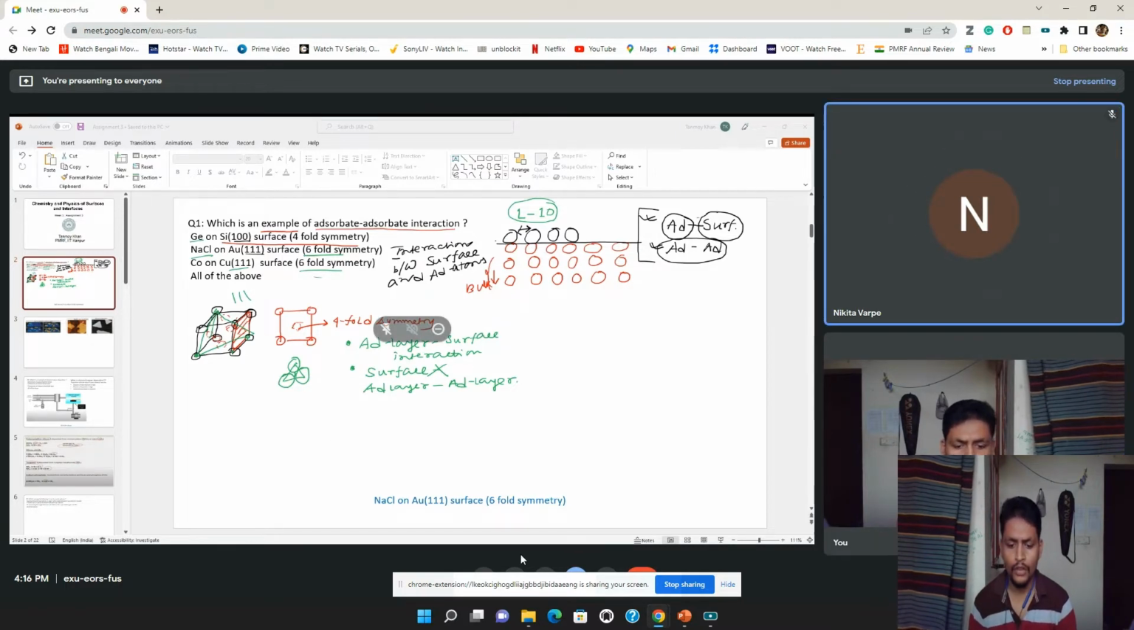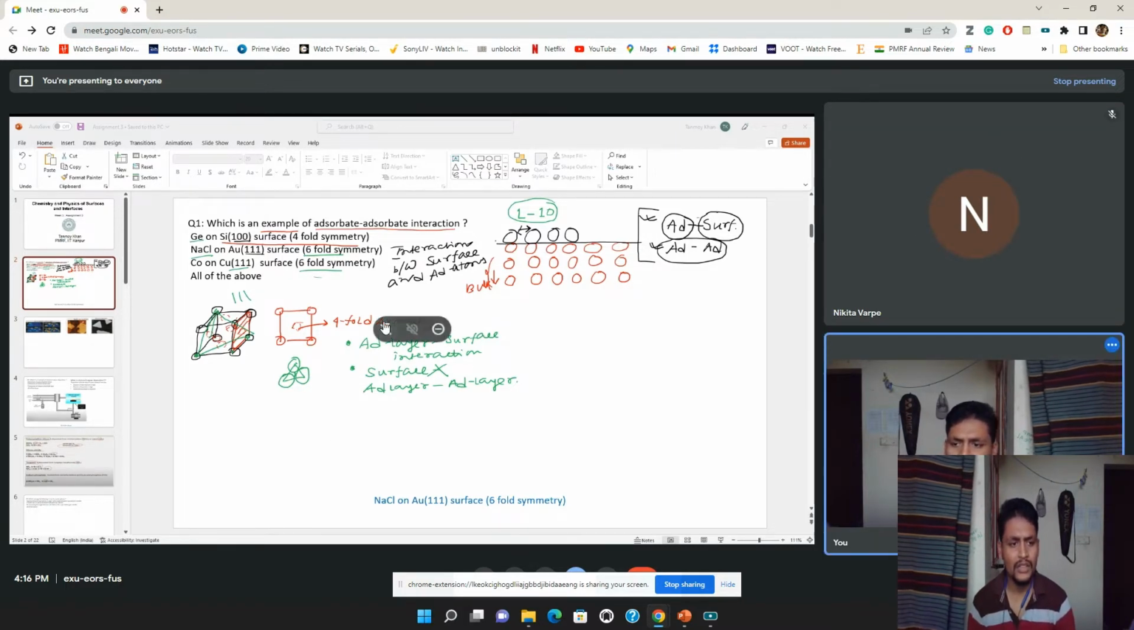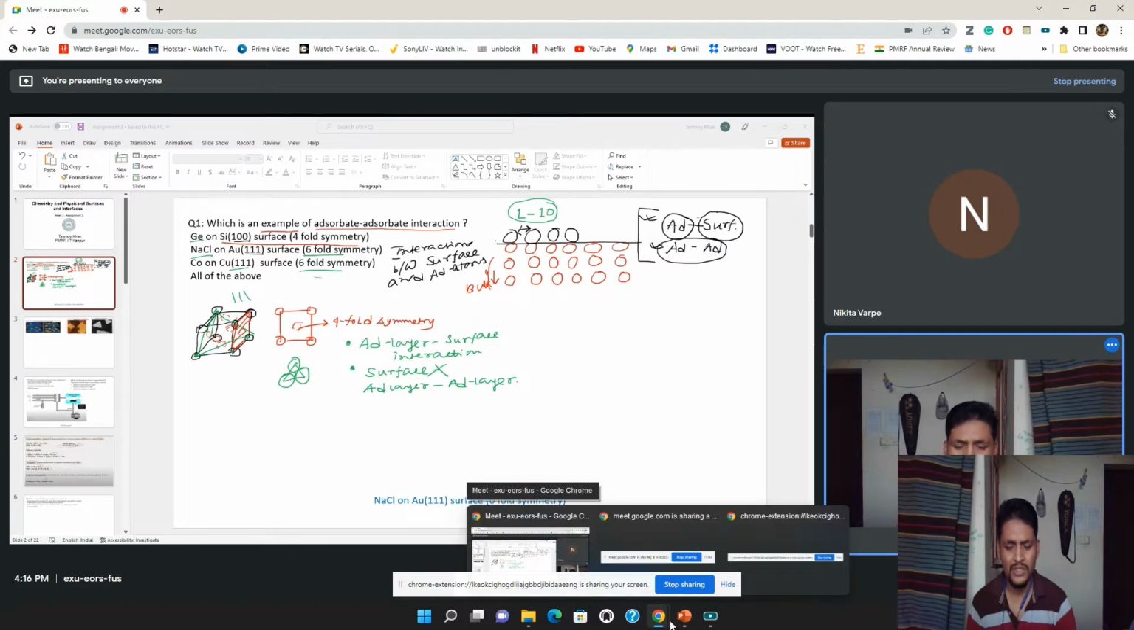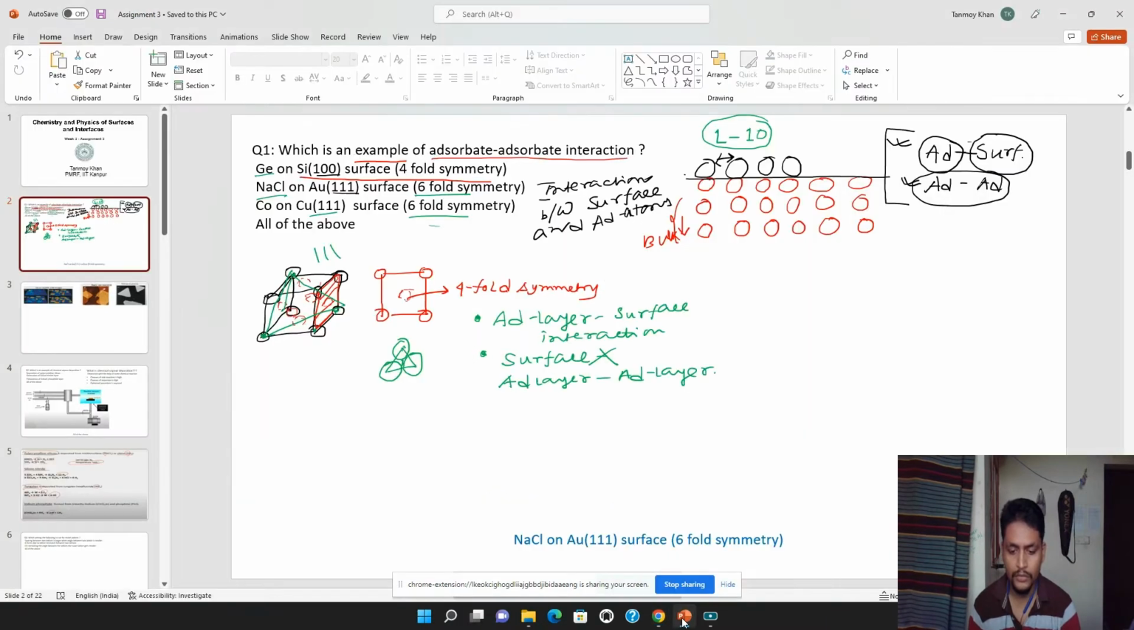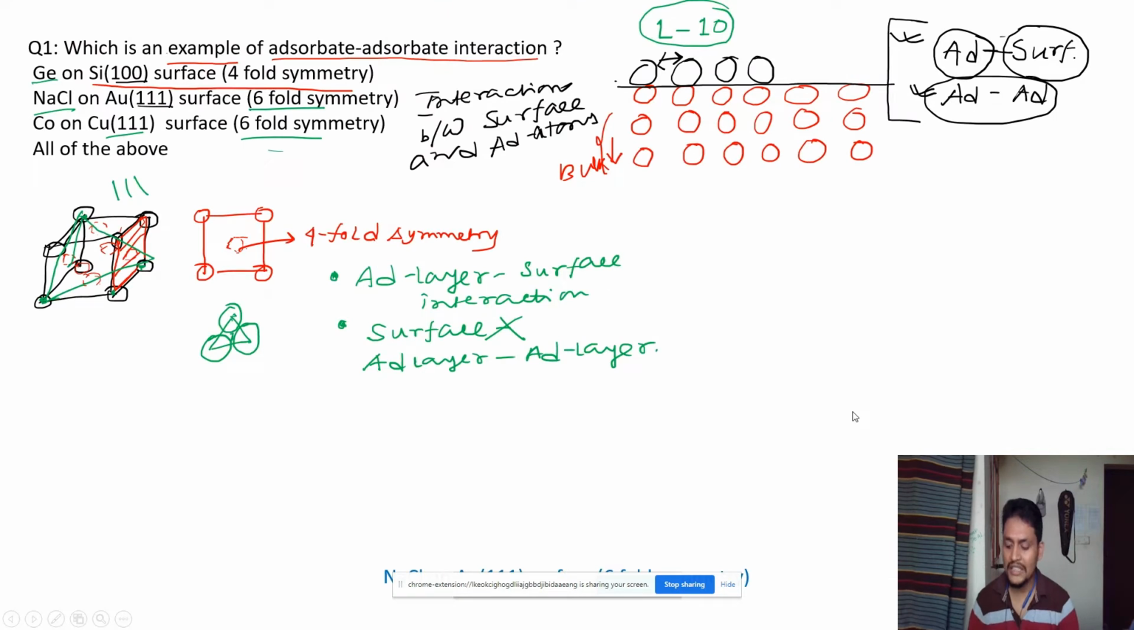Yes, sir. Okay. So I started discussing the first question itself, so I'll tell it again. This is just very, so just try to focus. The question is, which is an example of adsorbate interaction. I was talking about what basically governs the adlayer pattern, and that is nothing but two kinds of interaction: adsorbate and surface atom interaction, and adsorbate atom interaction.